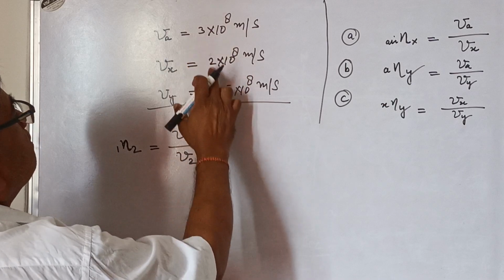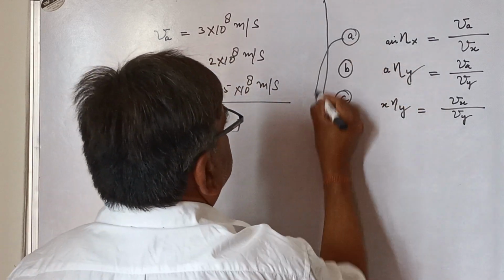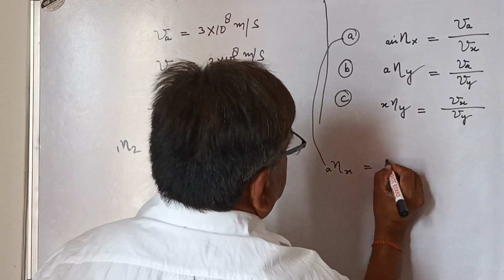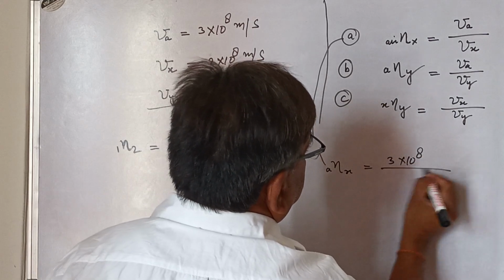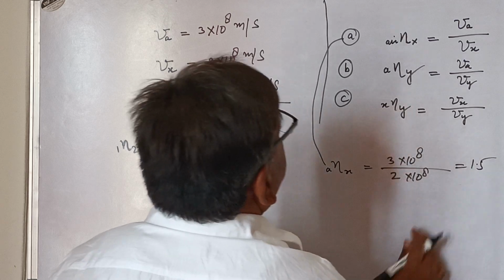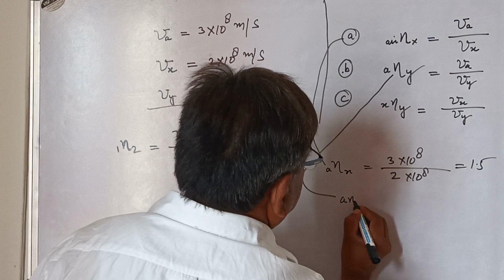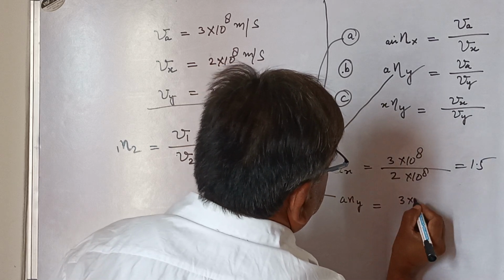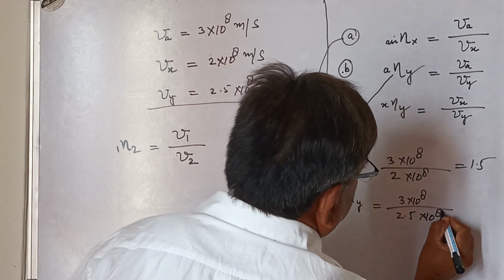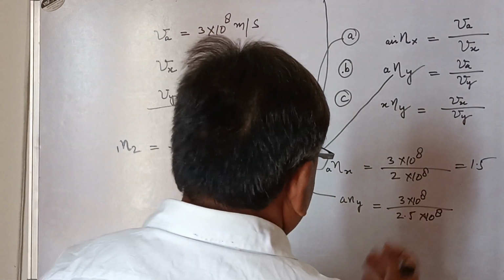You put this. For AX, 3 into 10 to the power 8 divided by 2 into 10 to the power 8, it is 1.5. Here second case, A N Y, 3 into 10 to the power 8 divided by 2.5 into 10 to the power 8. You solve, you will get the answer.